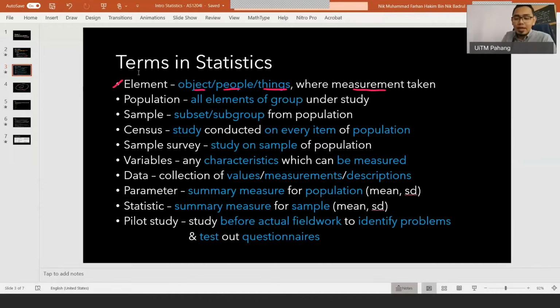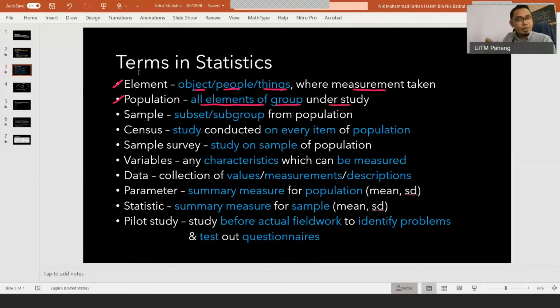Number 2, population. Population is all elements of the group under study. Contoh kita nak buat kajian tentang pencapaian pelajar di UiTM Jengkel. So the population should be all students in UiTM Jengkel. Semua, seorang pun tak boleh terlepas. Student fakulti sains ke, fakulti sains komputer ke, fakulti perkaunan ke, fakulti peladangan ke, semua terlibat. Itu maksud population, all students.